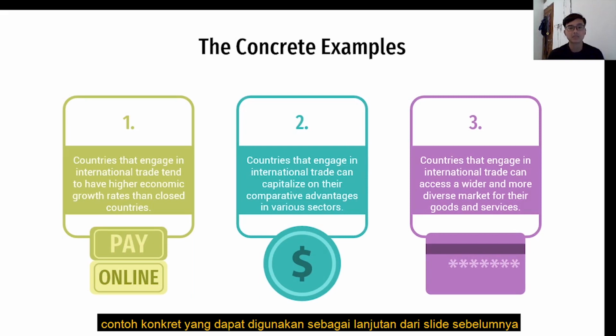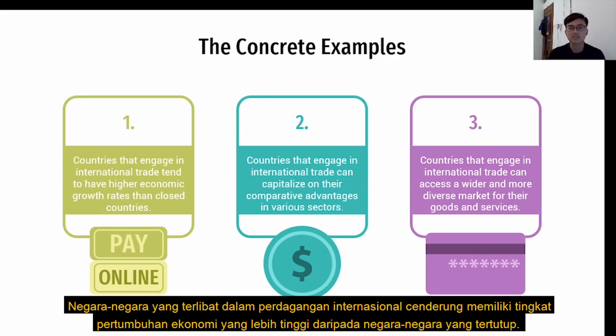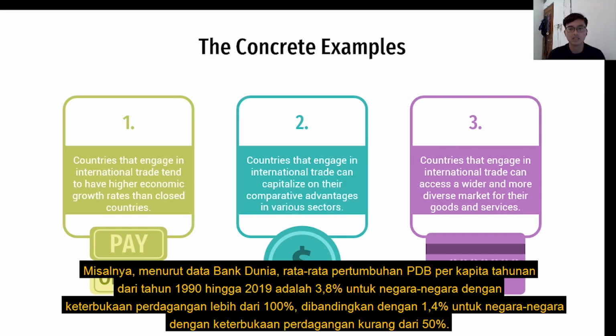International trade can increase innovation and technology transfers between participating countries, as they can learn from each other and share knowledge, ideas, and resources that can improve their ability to produce more sophisticated and quality goods or services. For concrete examples that support the benefits on the previous slide, countries that engage in international trade tend to have higher economic growth rates than closed countries. For example, according to World Bank data, the average annual per capita GDP growth from 1990 to 2019 was 3.8% for countries with more than 100% trade openness, compared to 1.4% for countries with less than 50% trade openness.